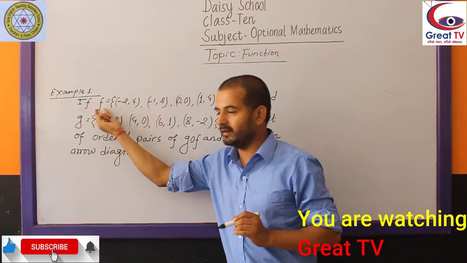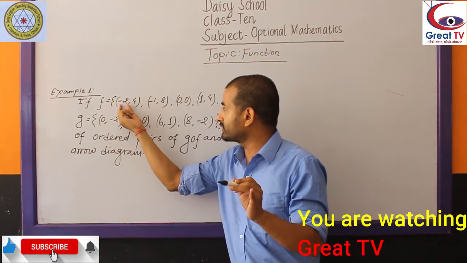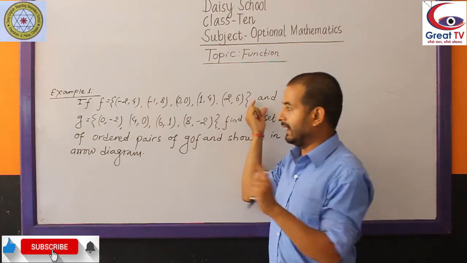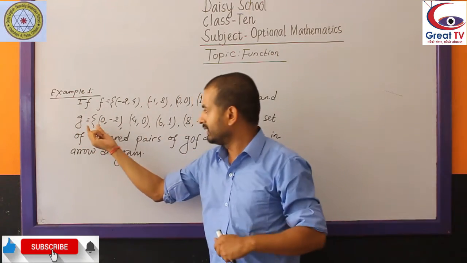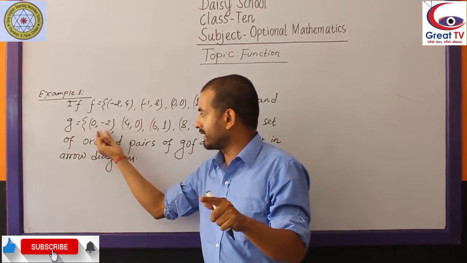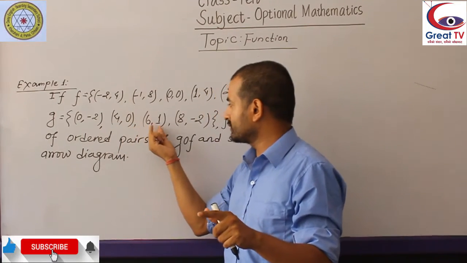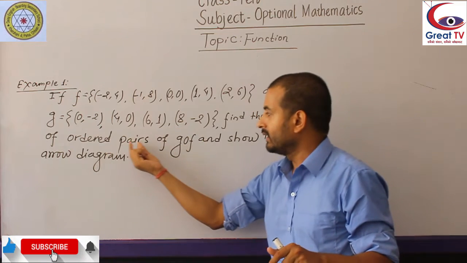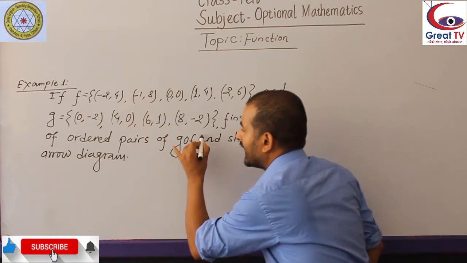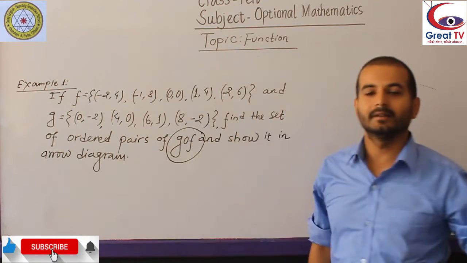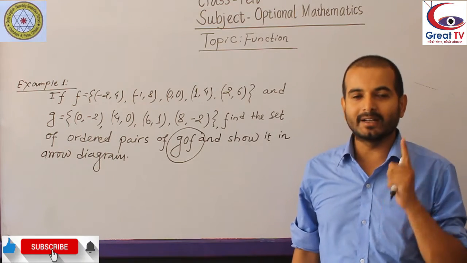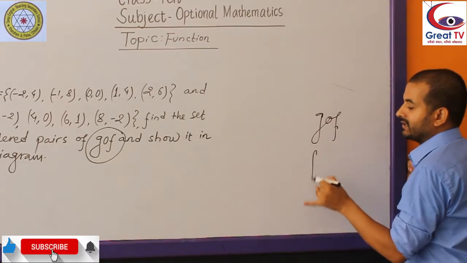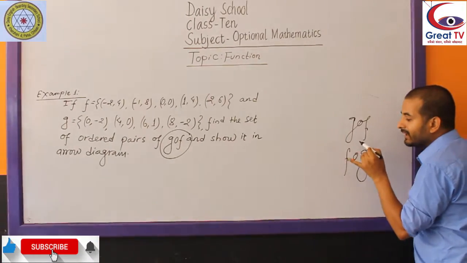If f is the function that defines the relation from -2 to 4, -1 to 8, 0 to 0, 1 to 4, 2 to 6, and g is the function that defines the relation from 0 to -2, 4 to 0, 6 to 1, 8 to -2. Find the set of ordered pairs of g o f. Now this is the main important point. If you remember what I told you, g o f and f o g are not the same.